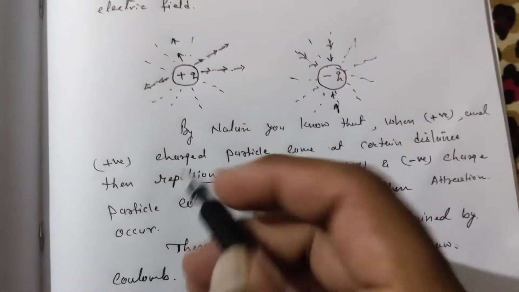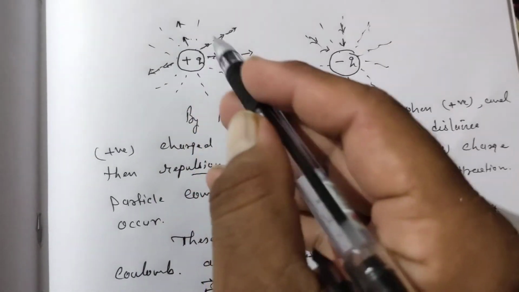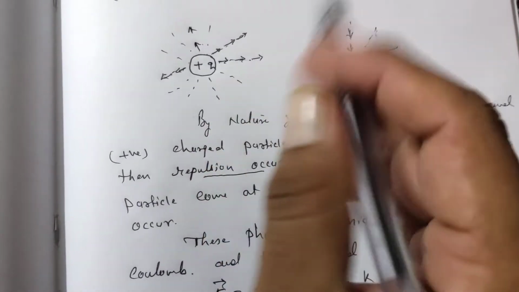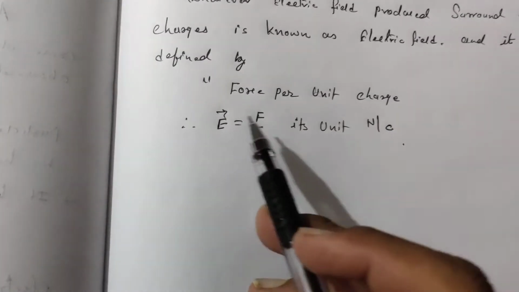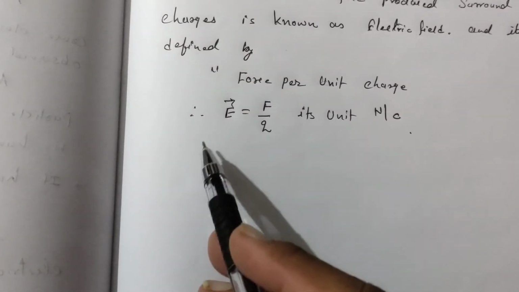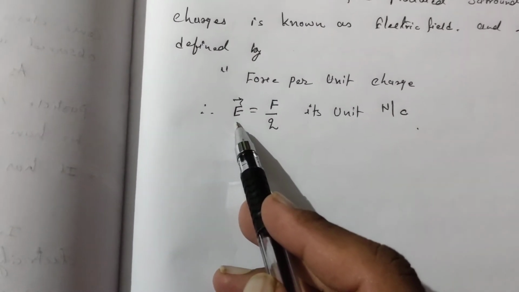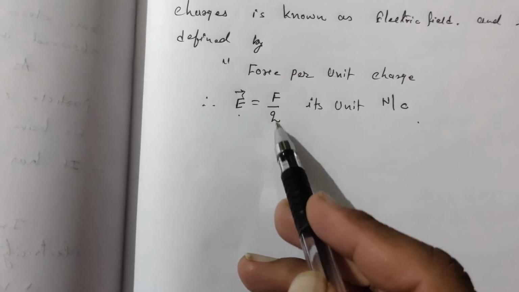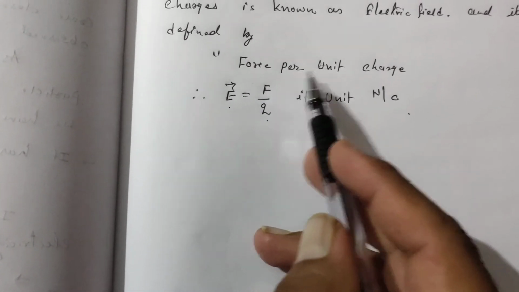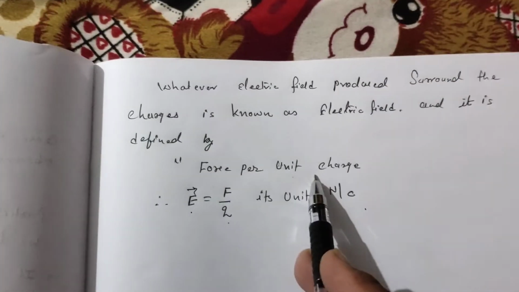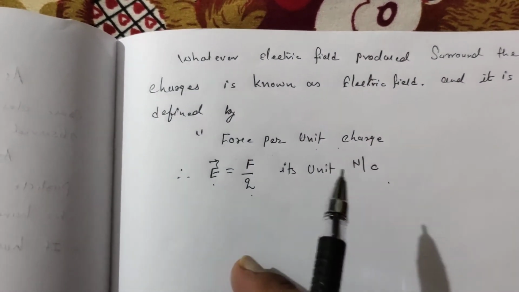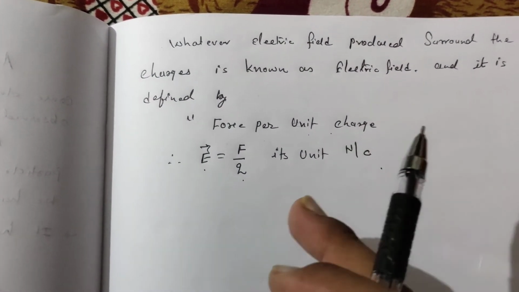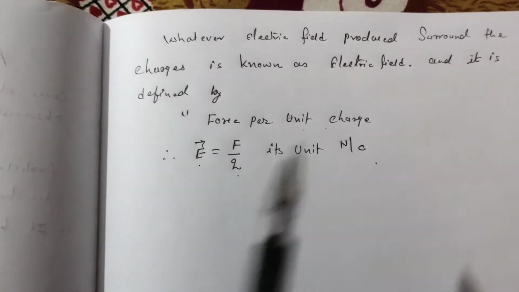Here we can see the diagram of the electric field. Now it is also described by one simple definition, and the definition is force per unit charge. Electric field is a vector quantity, and it is written as F upon Q, force per unit charge. Okay, and it is always produced around the charges, but remember, the charge should be at rest, means it is stationary.